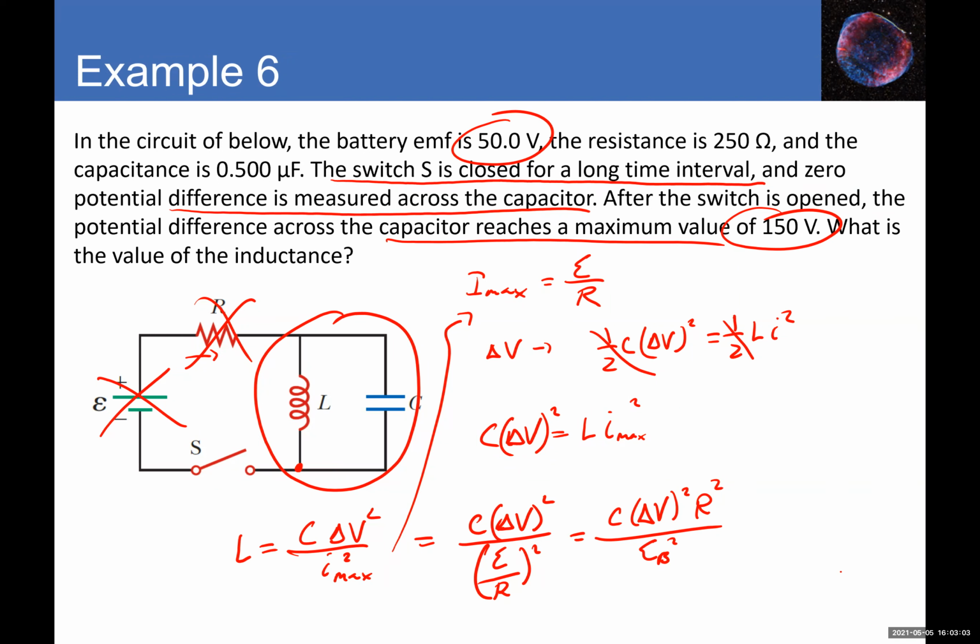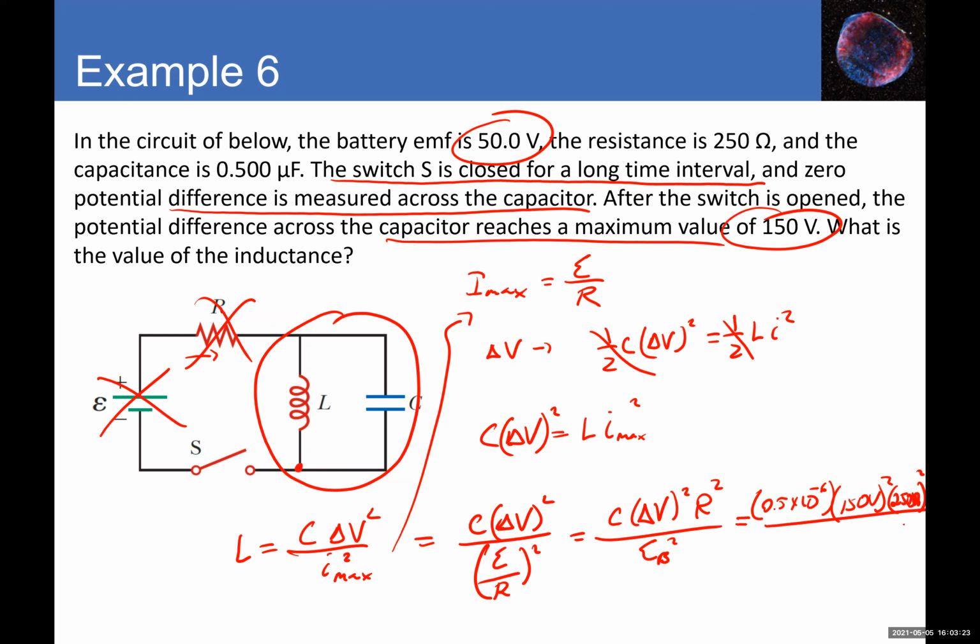And then we can plug in all the values. The capacitance is given as 0.5 microfarad, so 0.5 times 10 to the negative 6. Delta V is 150 volts squared. Resistance is 250 ohms squared.